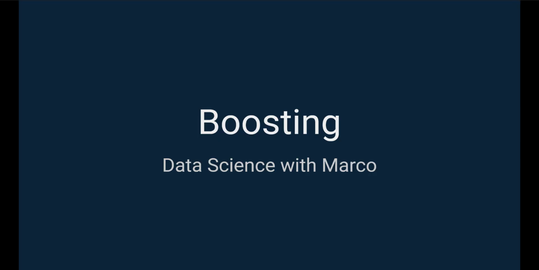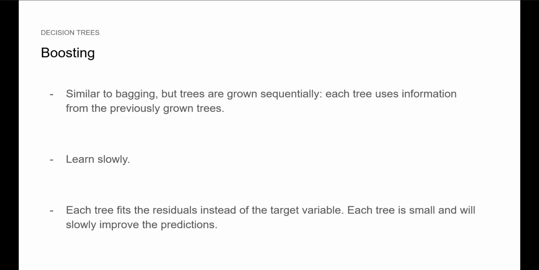Finally, let's cover boosting. It works in a similar way to bagging, but trees are grown sequentially. They use the information from previously grown trees. This means that the algorithm learns slowly.